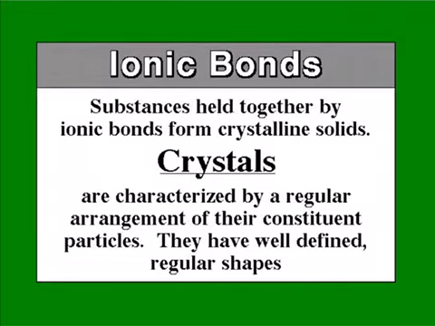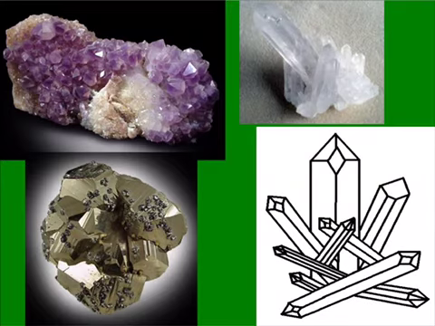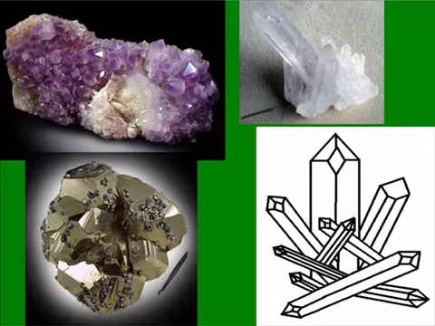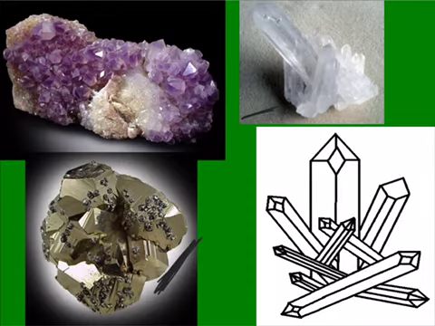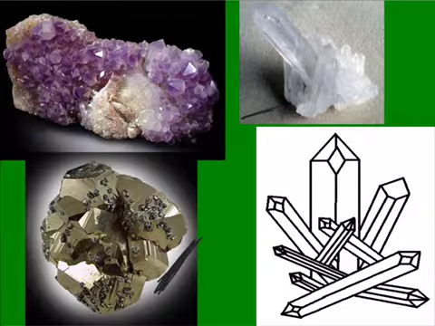Crystals of ionic compounds are characterized by a regular arrangement. They have well-defined regular shapes. For example, here are some gemstones. This one's quartz up here. This is pyrite. A lot of you will know what that is. That's what people call fool's gold, because it kind of looks like gold, but it's certainly not, and it's not valuable. So people would fool people into believing they were buying gold when they weren't. They were purchasing a mineral called pyrite.